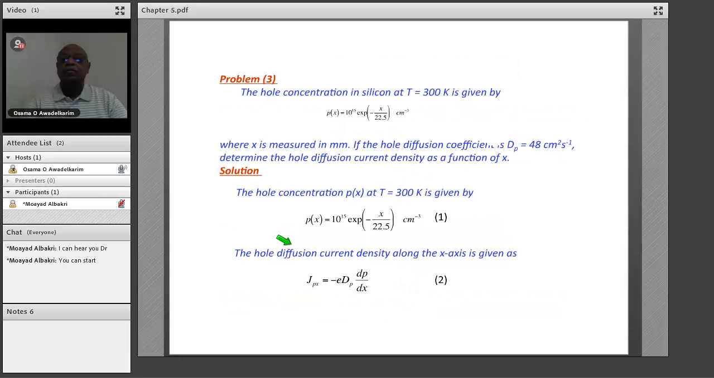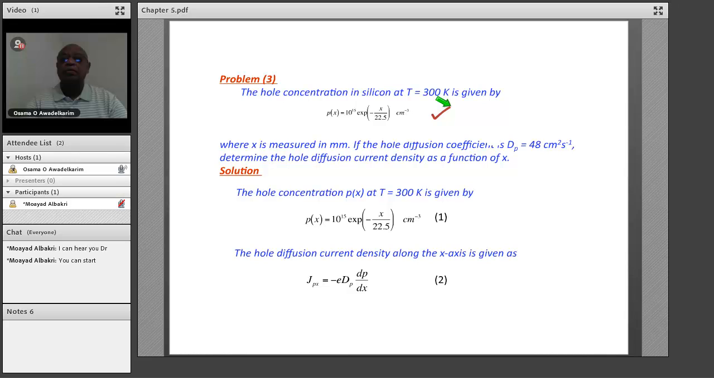So here is an example. The hole concentration in silicon at T equals 300 Kelvin is given by this relation. So we have a concentration of holes that depends on x. This is a problem in one dimension, only the x. We have variation in concentration. The concentration is not uniform or constant throughout. It decays exponentially with distance, where x is measured in millimeters.